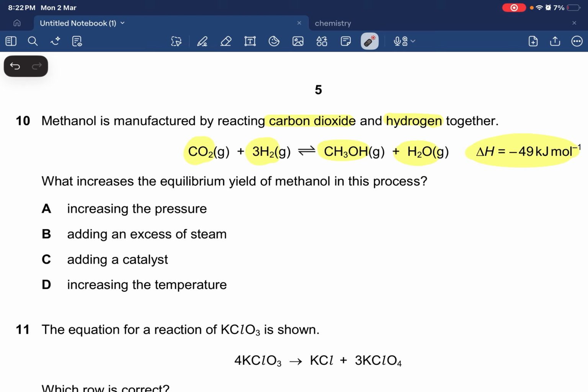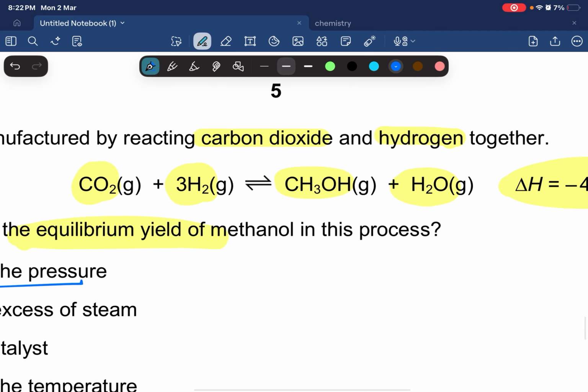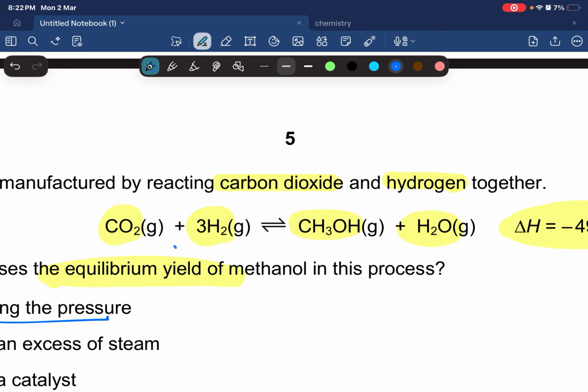So we need a higher equilibrium yield. We don't care about the rate. You should know that rate and equilibrium yield are two different things. Equilibrium yield only looks at the equilibrium. Increasing the pressure: for pressure, we got to check the number of moles. So we have 3 plus 1 moles.